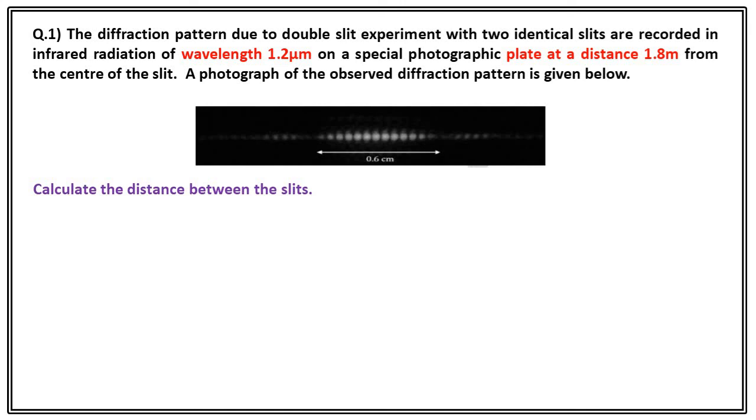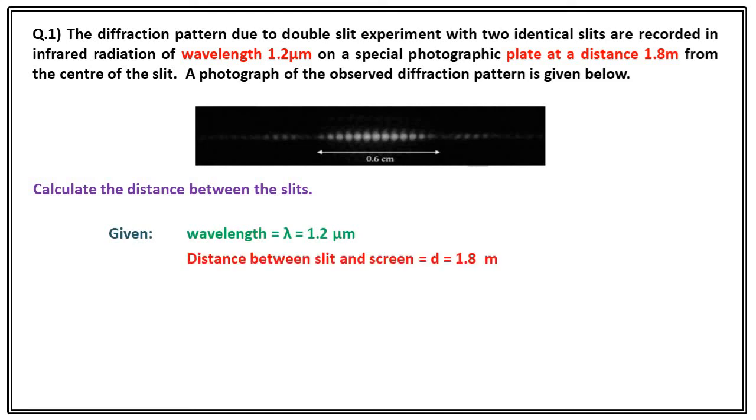Let's understand what is given. Wavelength of radiation is 1.2 micrometer. Distance between slit and screen is 1.8 meter. The diffraction pattern is given here. Here a photographic plate is given, that means the diffraction pattern is given. So let's try to extract some of the information from this diffraction pattern.